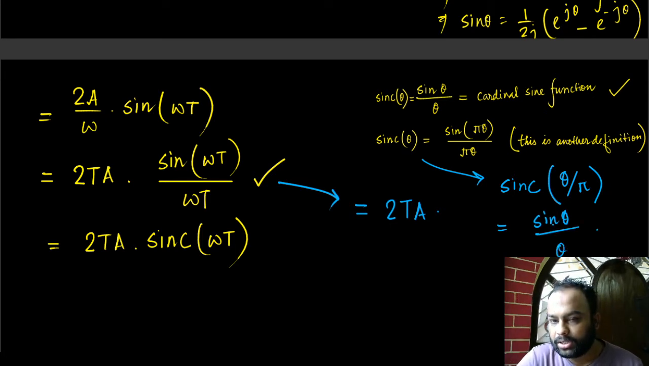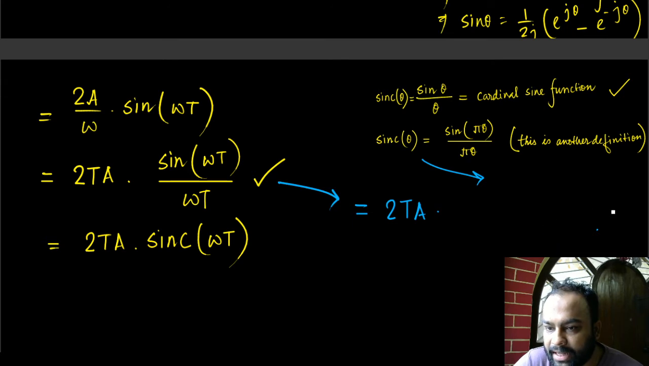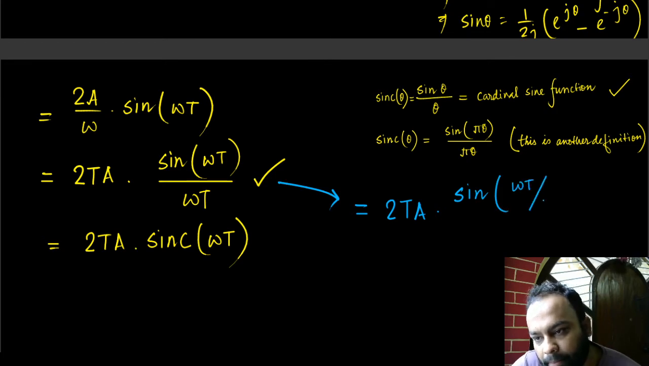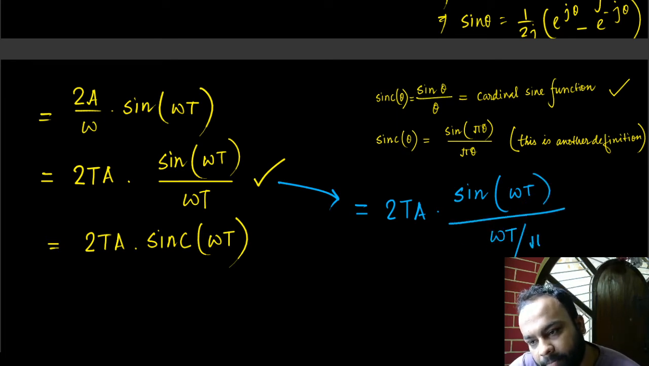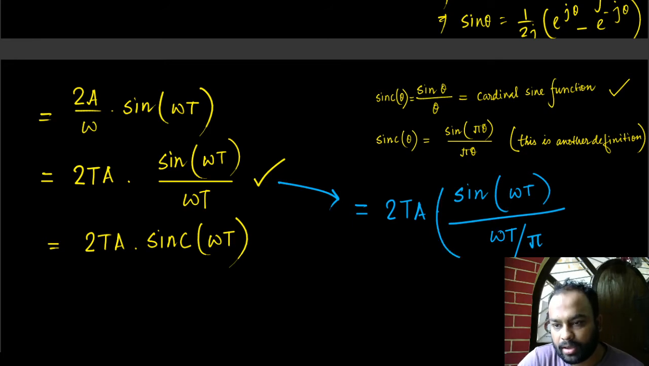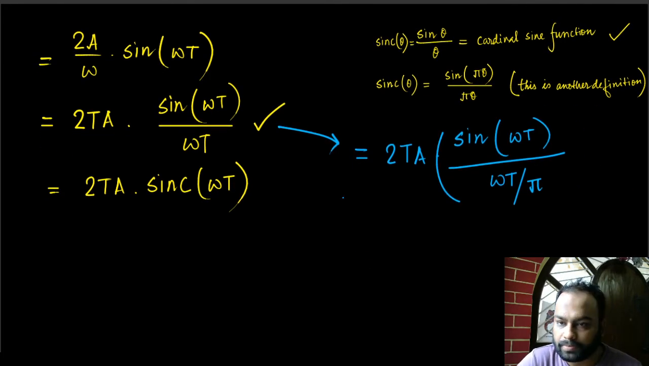Okay, so if I use this definition, this appears to be something like sine theta by pi divided by theta. I have to have a theta by pi here, right? So with that said, this can be written simply as sine omega t by sine omega t, and here I can write omega t by pi. Something like that I can write.